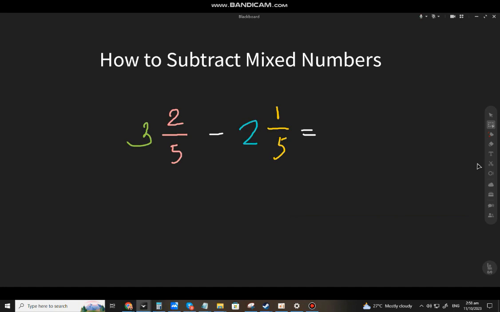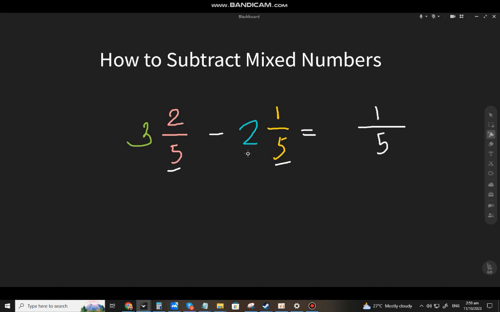First, check if the fractions are similar, meaning they have the same denominator, because then it will be easier for us to subtract them. As you can see here in the first example, both have the same denominator. So let's just focus on the fraction. 2 minus 1 is 1, and copy the denominator.